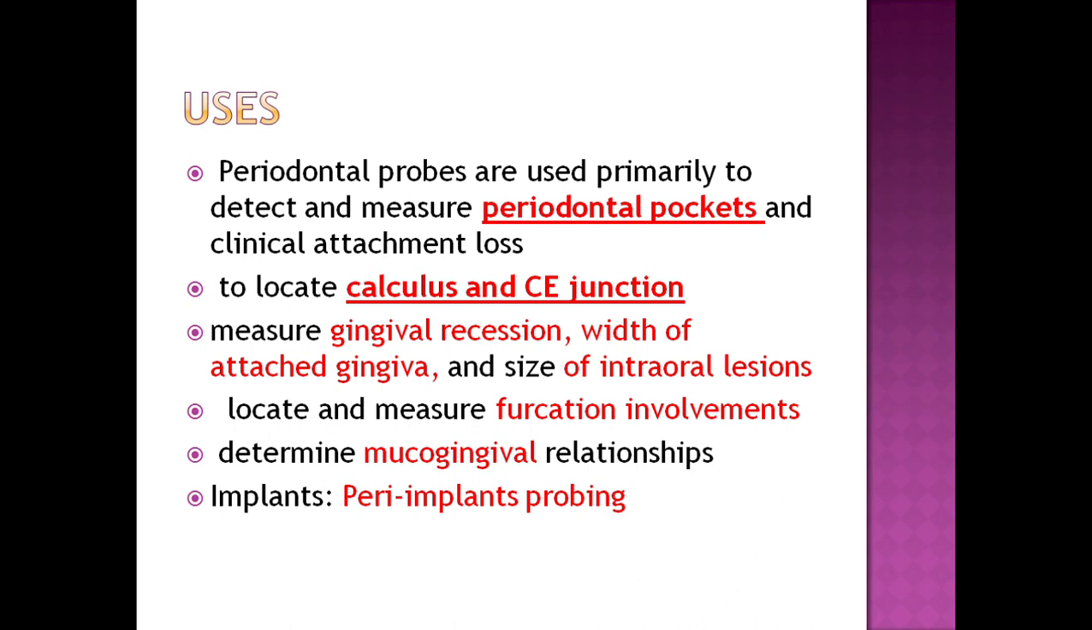Uses of periodontal probe: they are used primarily to detect and measure periodontal pocket and clinical attachment loss. They are used to locate calculus and cemento enamel junction. It is used to measure gingival recession, width of attached gingiva, size of intraoral lesion, and to locate and measure furcation involvement. It is used to determine mucogingival relationship and in implant for peri-implant probing.